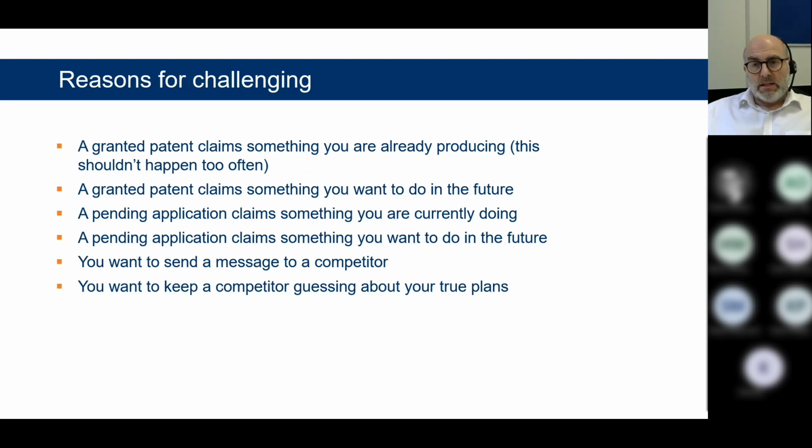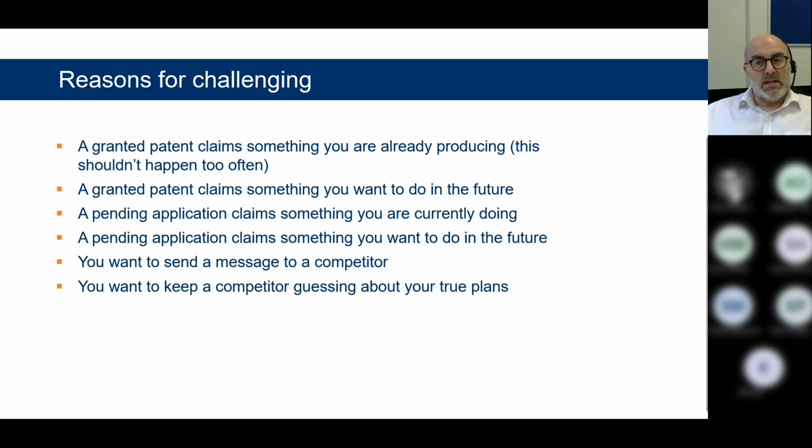Another reason for challenging a patent is that the patent covers something you want to do in the future or may want to do. And this is probably the most common reason for challenging a patent or a patent application. You are intending to manufacture or sell something, you do your freedom to operate searching, and you find a patent application or a patent which you think is going to potentially stop you from doing that. So you might want to challenge that particular patent or patent application.